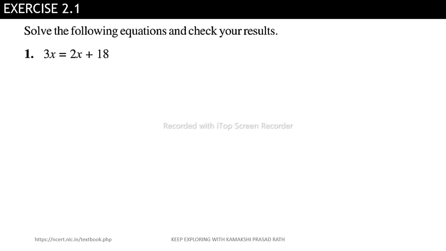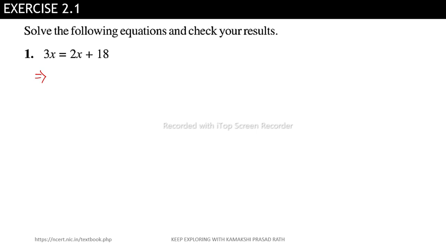So let's start. The first question says 3x equals 2x plus 18. We can solve this equation using the balancing method or the transposition method, that is the shifting method. So we will follow the shifting method here. On the left hand side we have 3x and on the right hand side we have 2x plus 18. The general procedure to solve an equation is to bring all the variables towards the left hand side and all the numericals towards the right hand side.